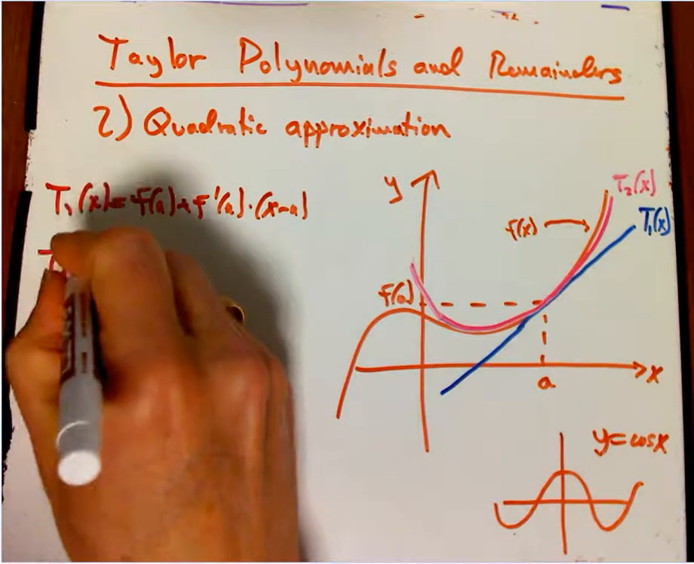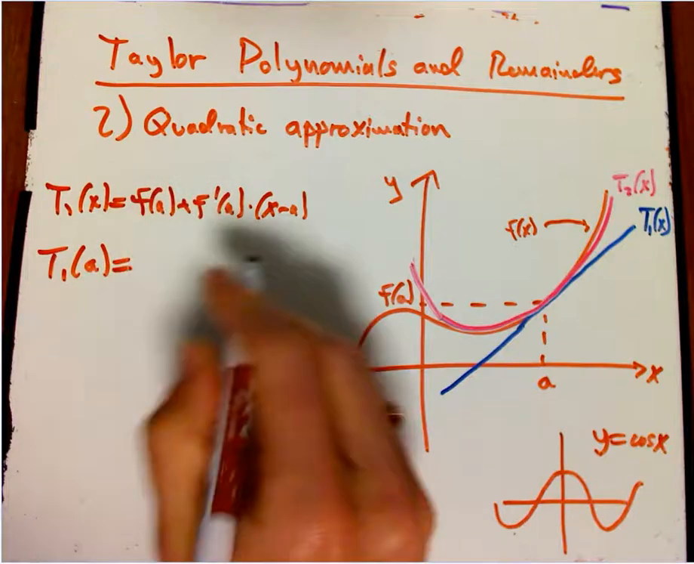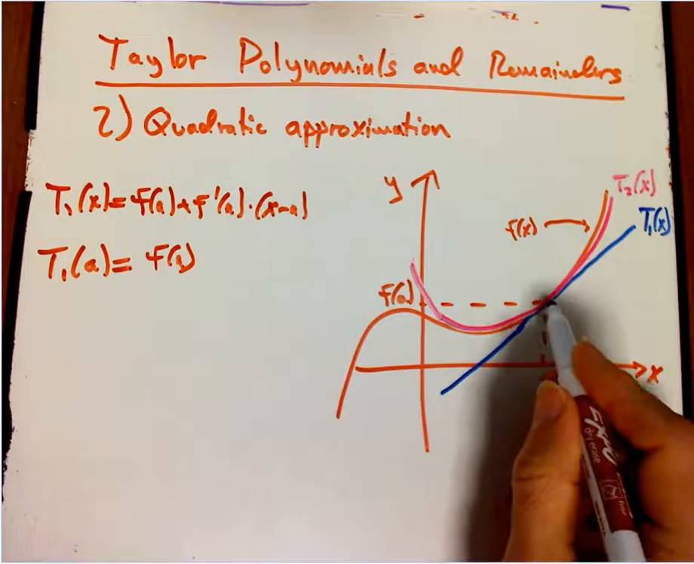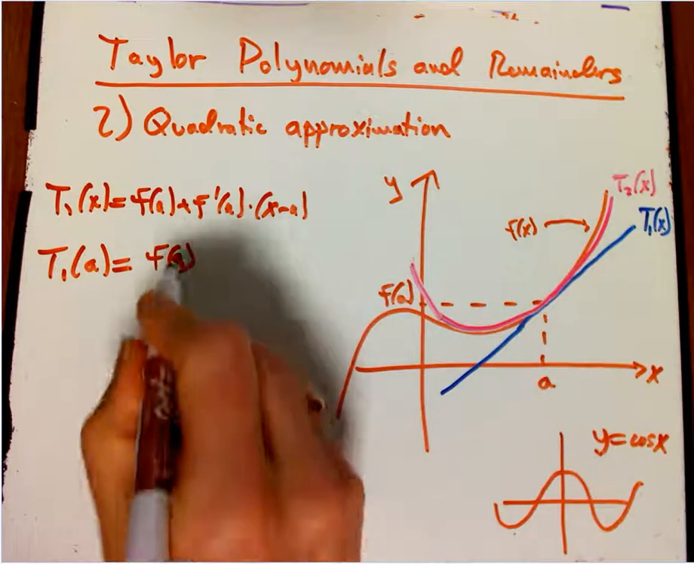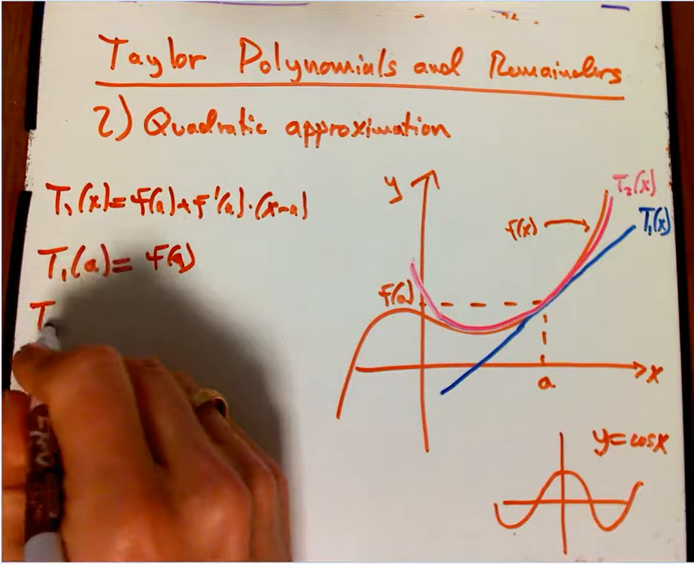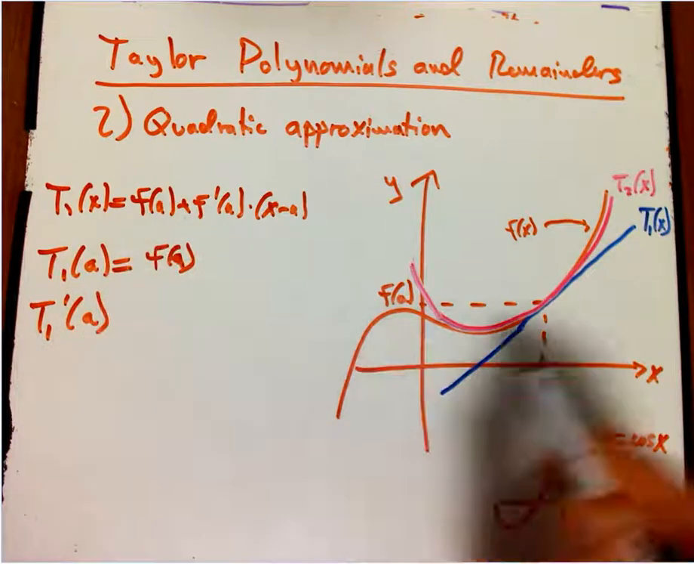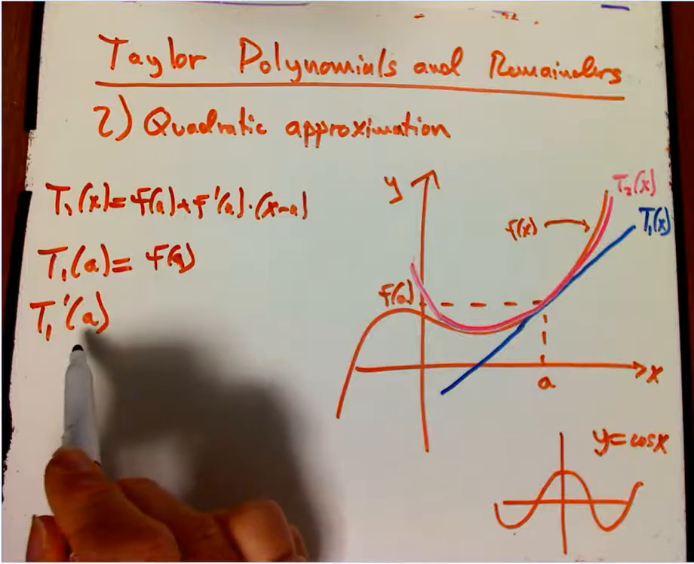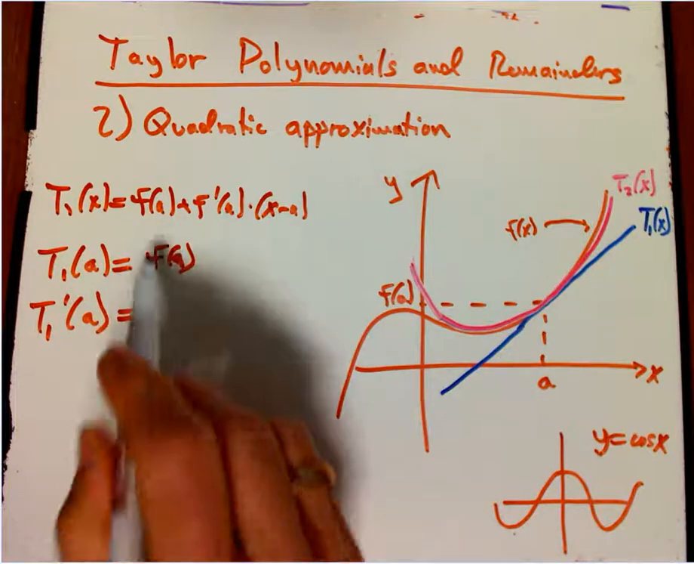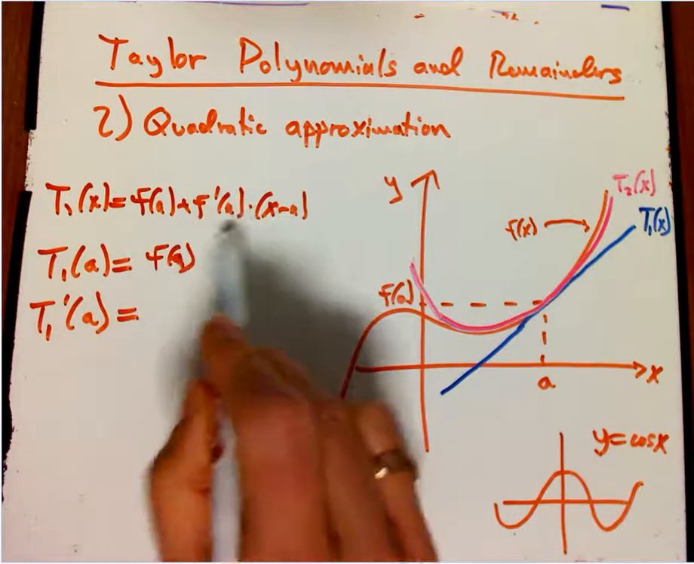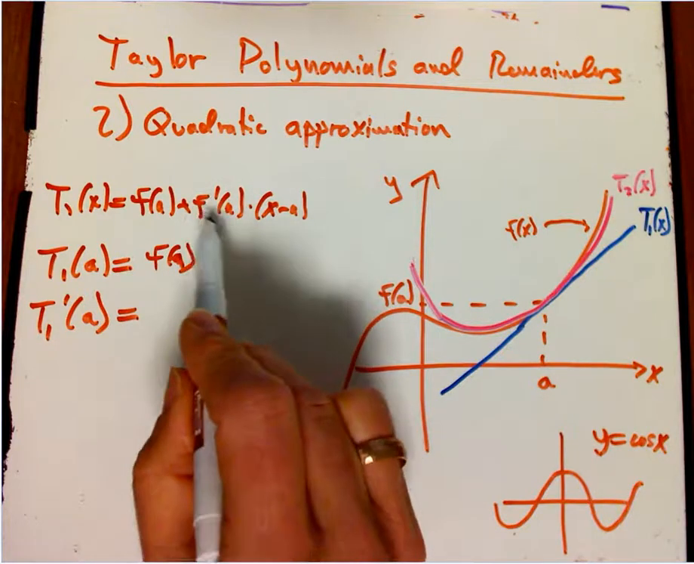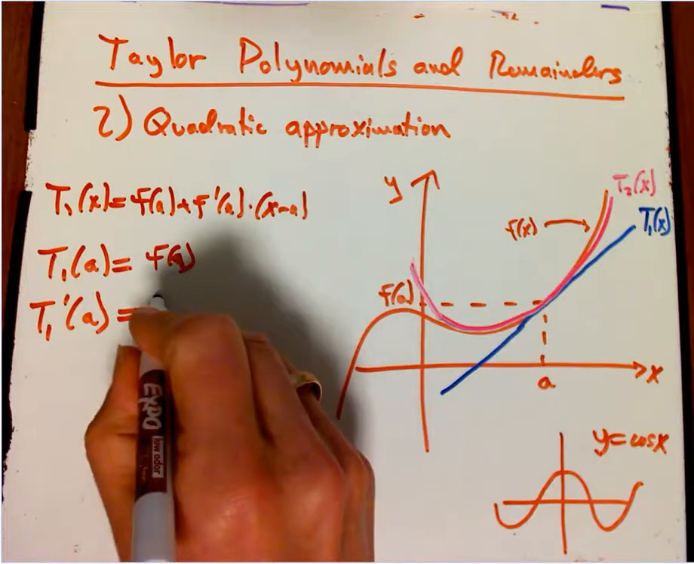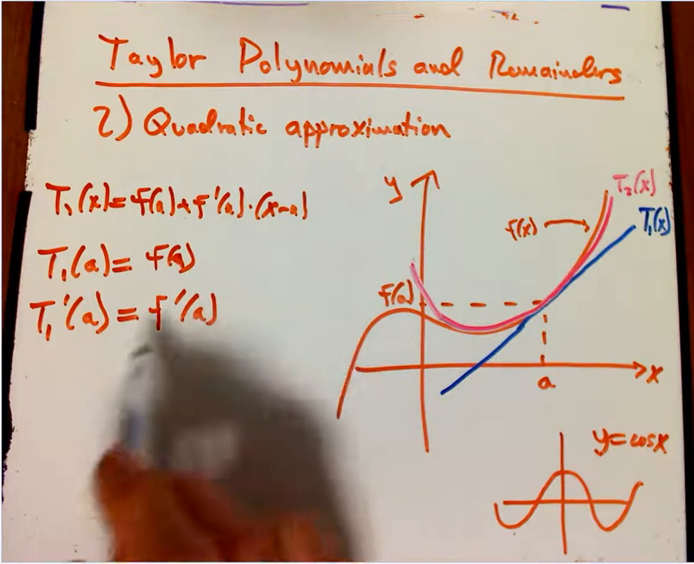And the key is that T1 of a, this dies, you just get f of a. That's just that it actually goes through that point. Okay, that would be pretty bad if it didn't do that. But the other thing is that T1 prime of a, its slope, the slope of that straight line, well, that's just the derivative of this linear function. That's where this dies. This is a constant. Remember, once you fixed a, that's a constant, times the derivative of x minus a, that's 1, so you just get f prime of a. That's just another way of saying, yes, it really is the tangent line.